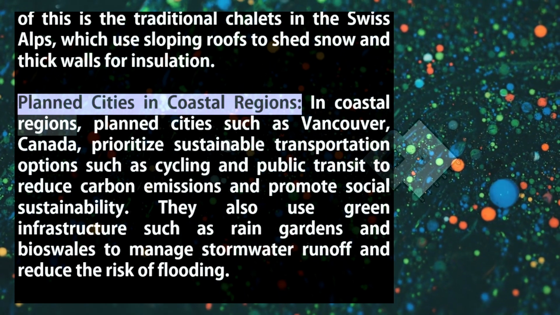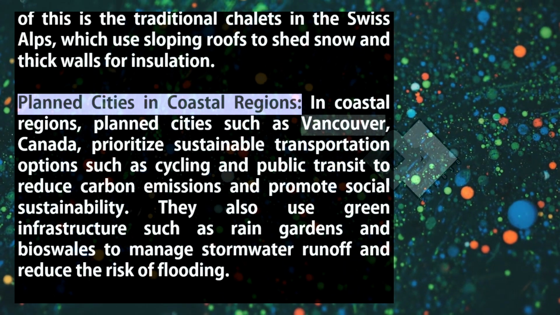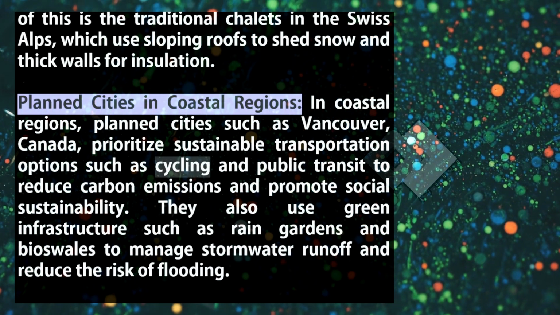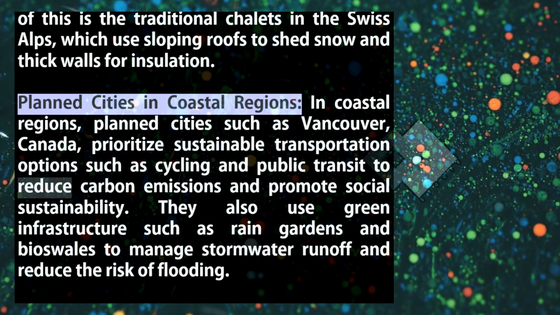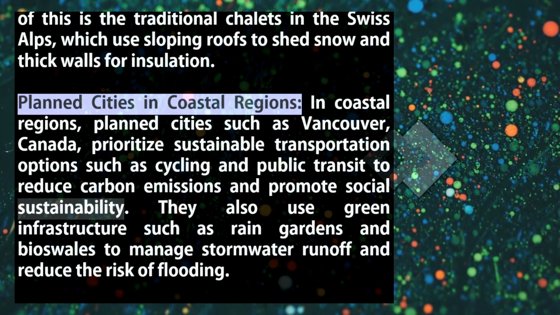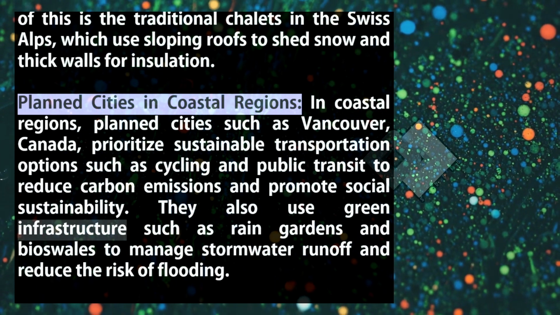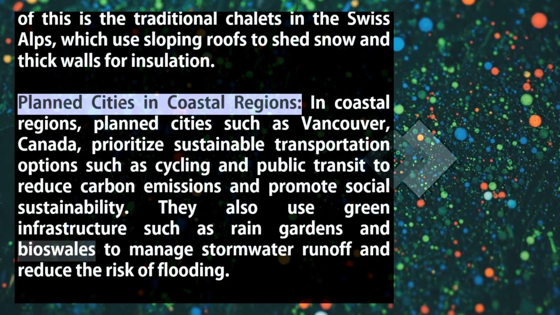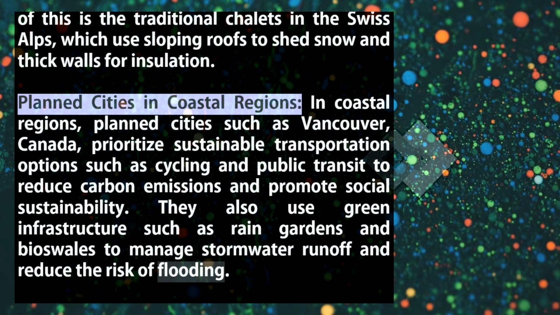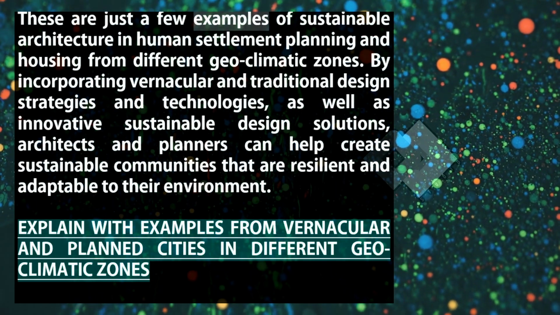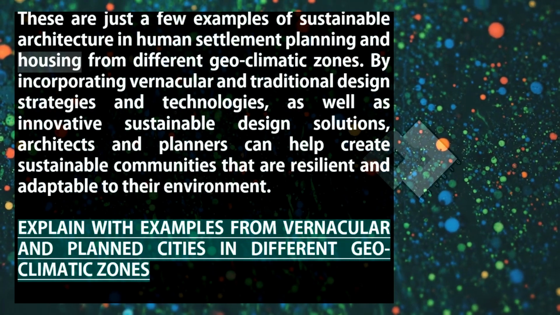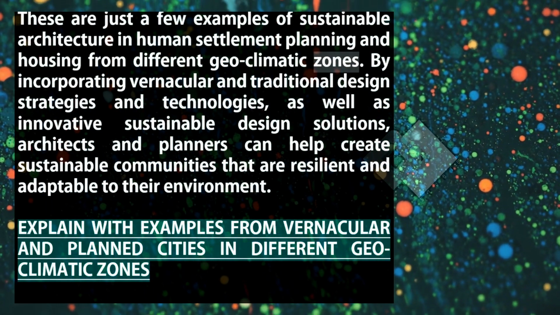In coastal regions, planned cities such as Vancouver, Canada, prioritize sustainable transportation options such as cycling and public transit to reduce carbon emissions and promote social sustainability. They also use green infrastructure such as rain gardens and bioswales to manage stormwater runoff and reduce the risk of flooding. These are just a few examples of sustainable architecture in human settlement planning and housing from different geoclimatic zones.